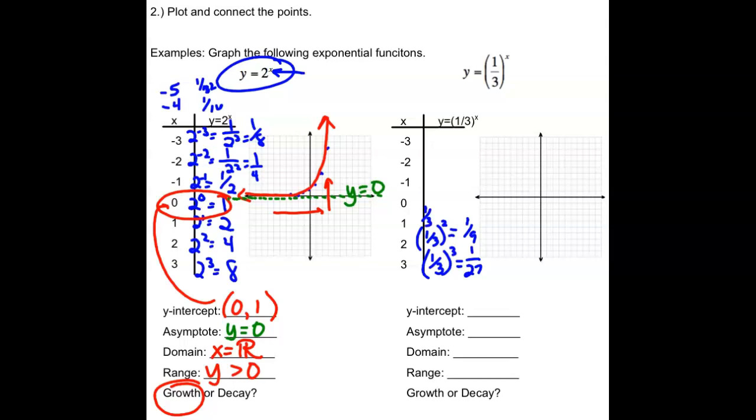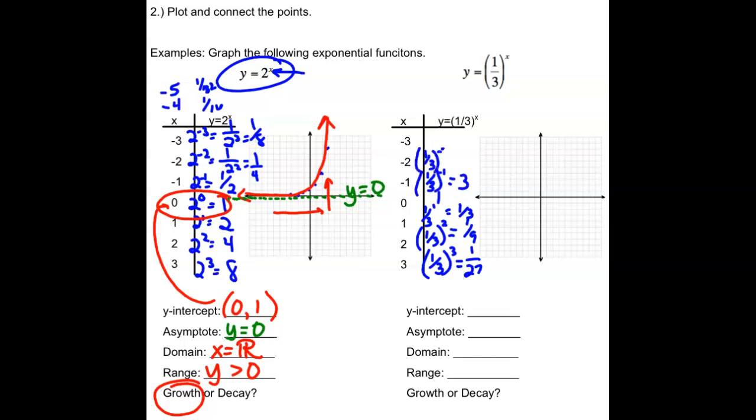1/3 to the first power is just 1/3. Anything to the 0 power, remember, is just a 1. And then with our negative exponents, remember, we have to flip it. So 1/3 to a -1 is actually going to flip and become a 3.